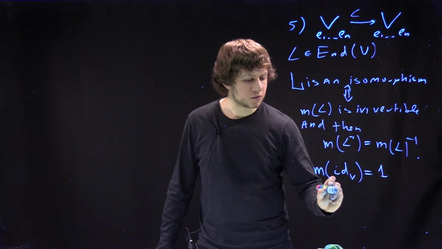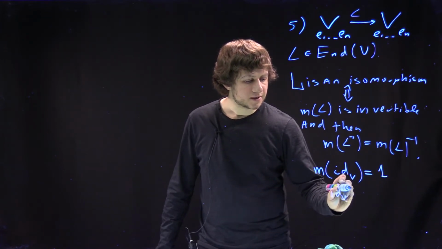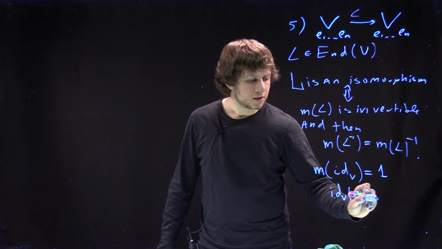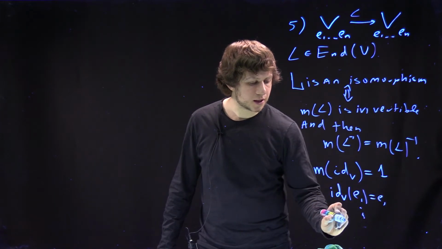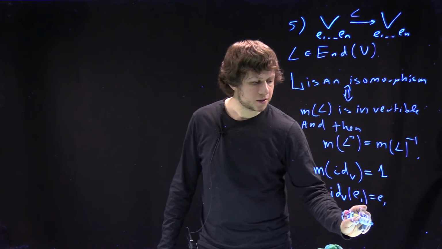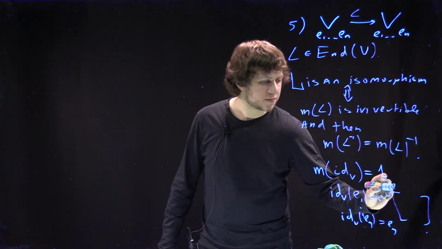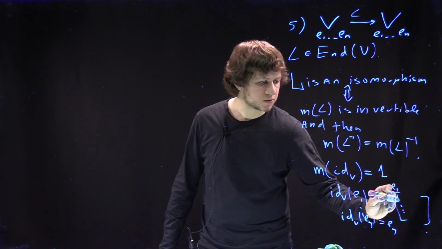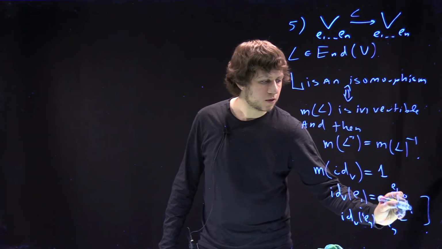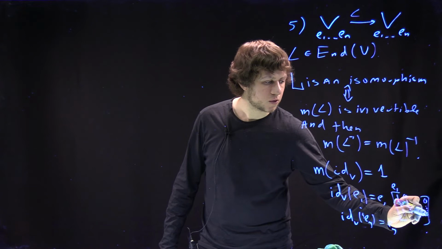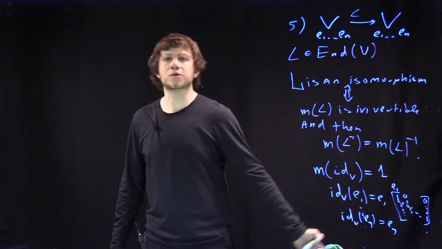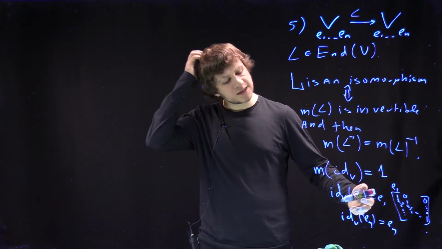That's because this identity on V takes basis vector E1 to E1, and En to En, so when you write down E1 in the basis E1 up to En, you get 1, 0, 0, 0, and so on, up to 0, 0, 1. So that's why the identity matrix looks like that. So now you can kind of understand such stuff.